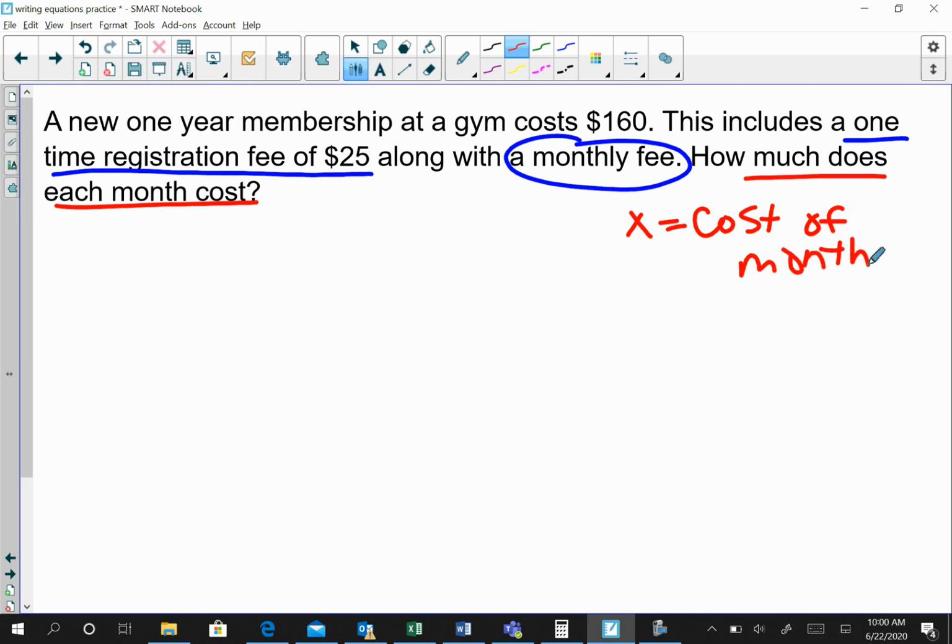I know that I've already had this gym membership for a year and it cost me $160. It includes the one-time fee of $25, so no matter what, I paid $25, plus, along with, a monthly fee. Now, I've done this for a year. There are 12 months in a year, times whatever that cost of the month is. That cost me $160 for the year. Now, I can solve for X.